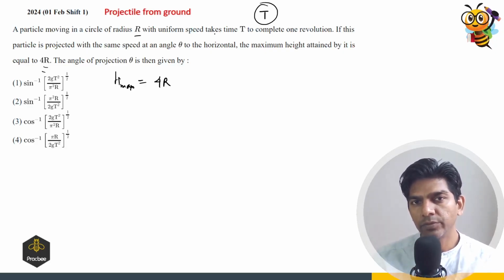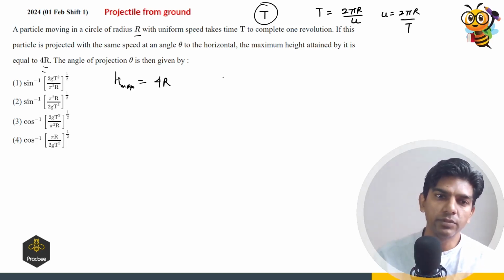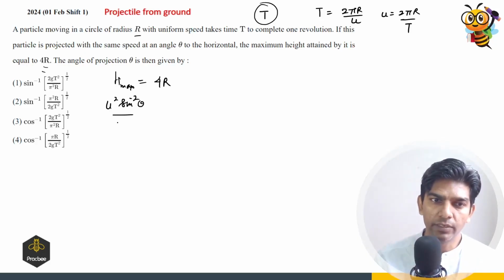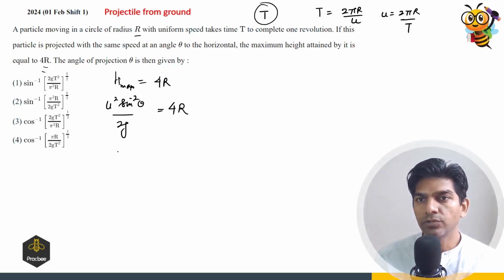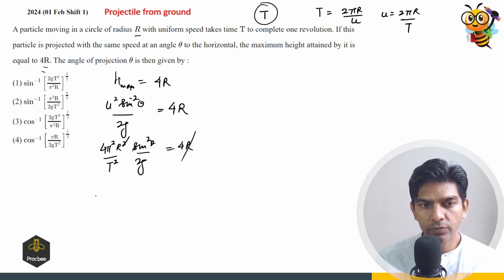So we have given time period for the circular motion. So time is distance upon speed. Distance will be 2 pi R upon u. So u will be 2 pi R by T. So this we have to use. So h max is u square sine square theta by 2g is equals to 4 times R, and u square can be written as 4 pi square R square by T square times sine square theta by 2g, that will be equals to 4R. So 1 R will get cancelled out.